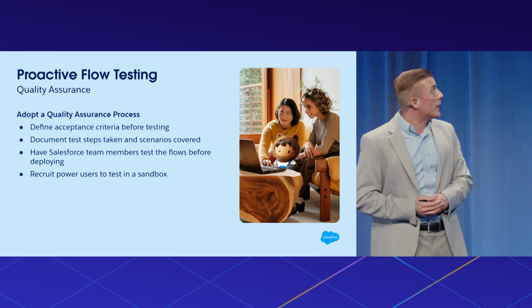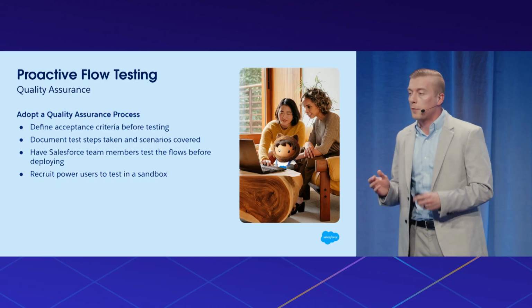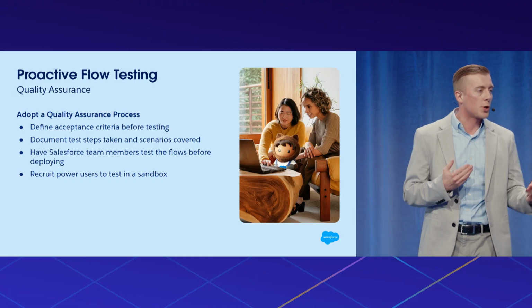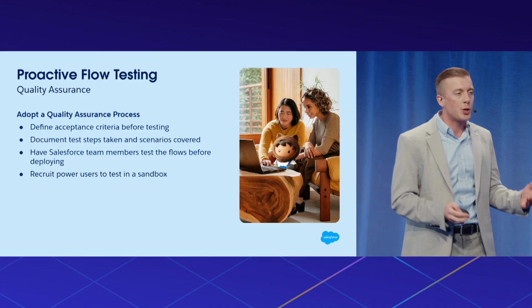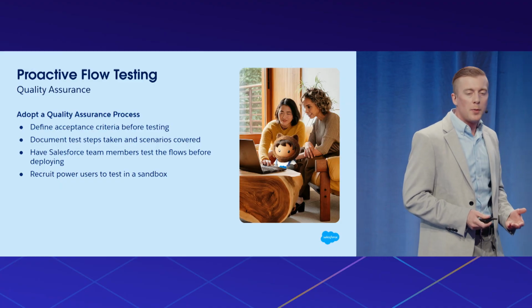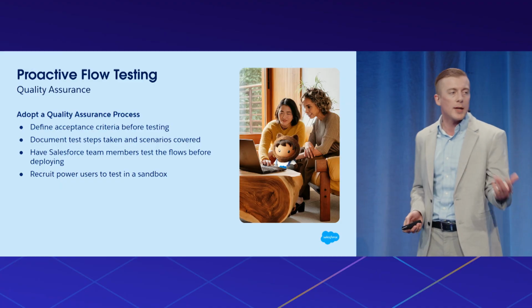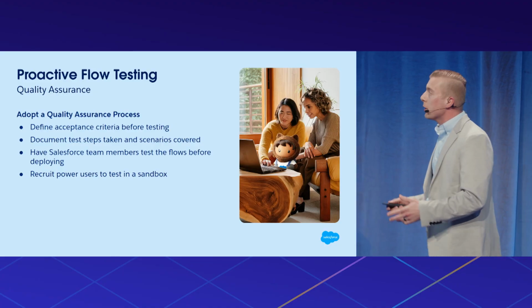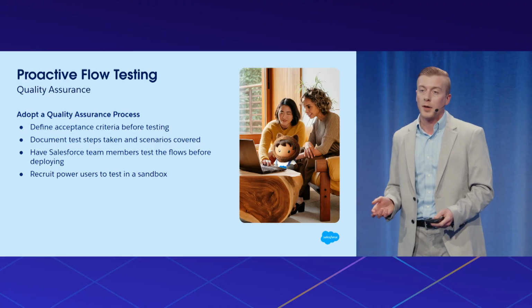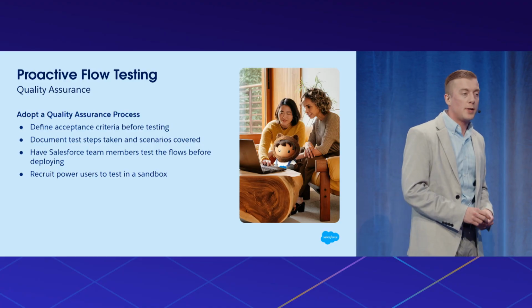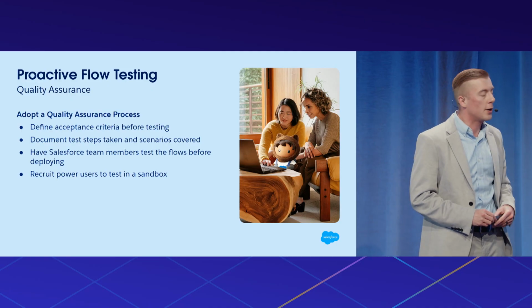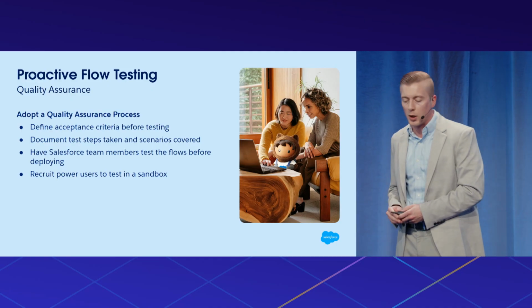Also, it's a good idea to adopt a quality assurance process. Define your acceptance criteria before you start testing your flow. What does the definition of working look like? If it's a screen flow to make a case, does it make a case? Are the necessary fields there? Document your test steps taken and the scenarios covered. This way, if your flow does run into an issue down the road, you can already rule out the test scenarios that you covered and focus on other potential causes.